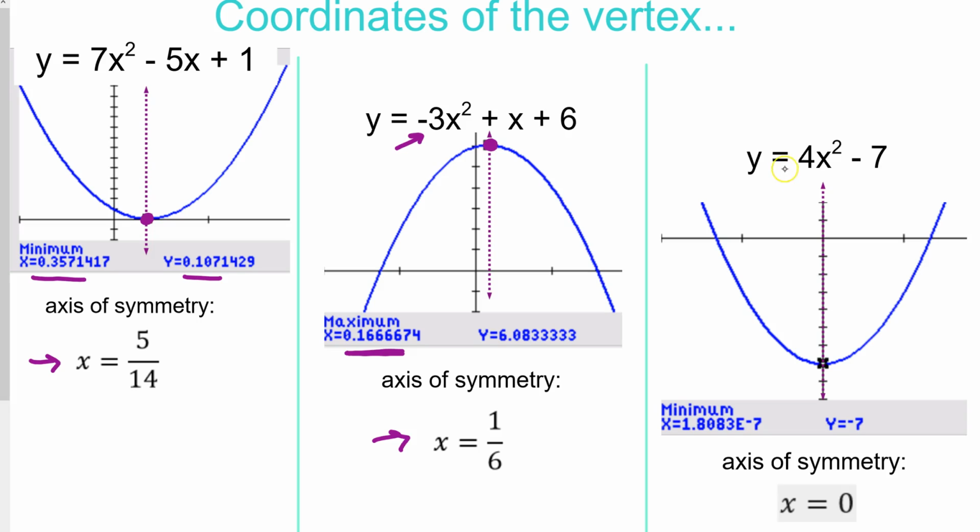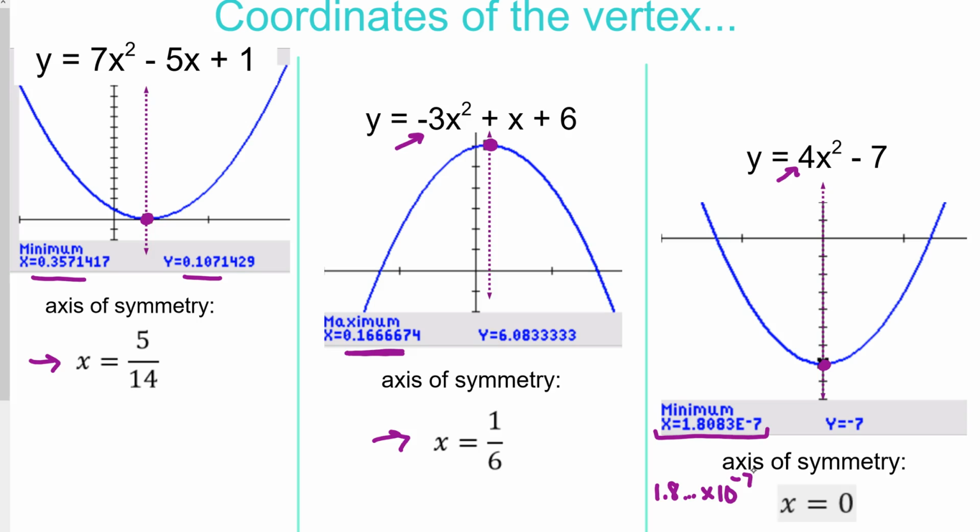And then if we look at the third one, it has a positive leading coefficient, so it opens up. And it's just on the y-axis. The axis of symmetry is x equals 0. You'll notice the calculator might not give you exactly 0, but if you think about what this is saying, 1.8083 e negative 7 means 1.8083 times 10 to the negative 7th. So that's 0.00000018. That's basically 0. Okay, your calculator is approximating it, but you can take that to mean 0.